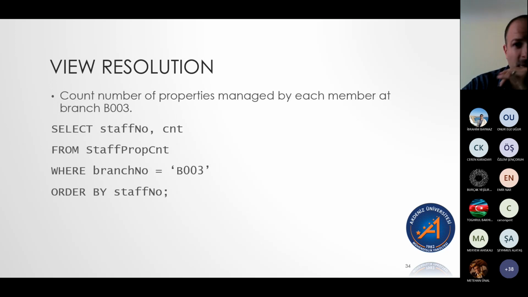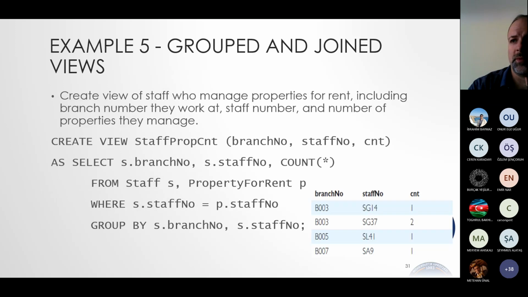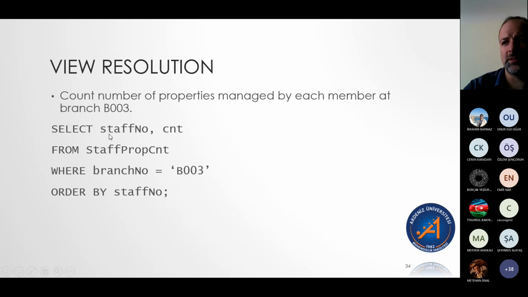Let's talk a little bit about how view resolution works. Remember, staff prop count is a view. It's that view that we looked at. Here's our view, and it has an underlying subquery, a query here. So when we select something from that view, the way we look at this is as if it were a table, because a view is like a dynamic table.